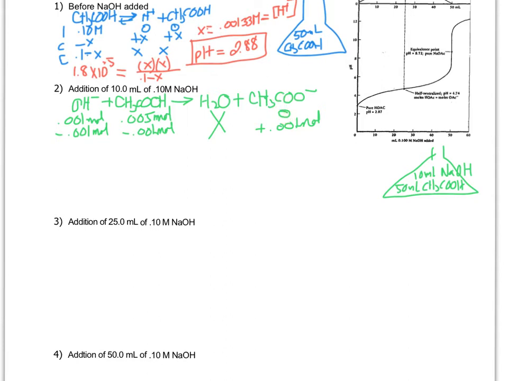So anyway, at the end of this reaction, all my hydroxide is used up. I end up with 0.004 moles of my acetic acid, and I end up with 0.001 moles of my acetate. So, at the end of this reaction, all I have left is some acetic acid and acetate. A weak acid and its conjugate, or a weak acid and its salt.